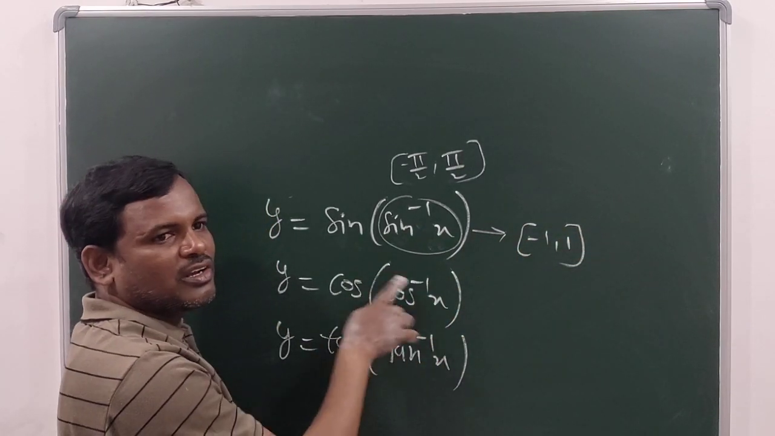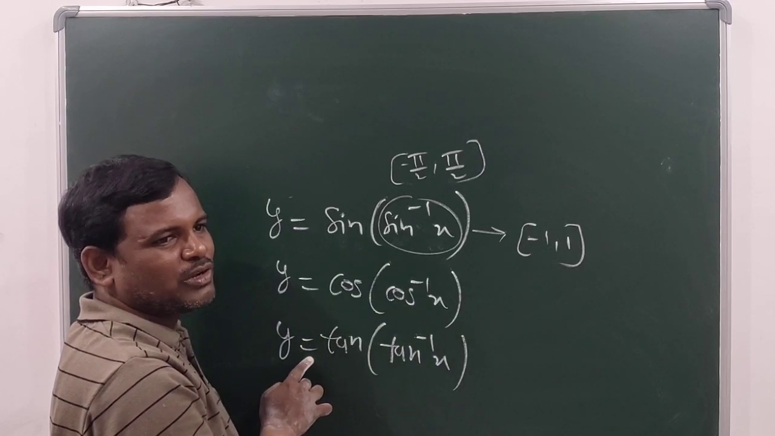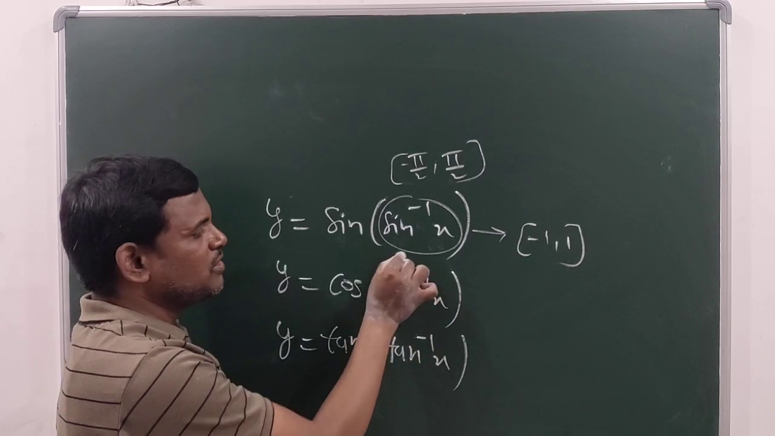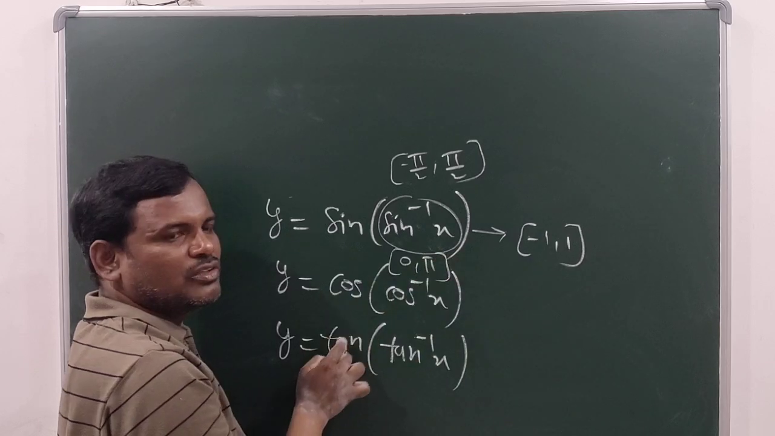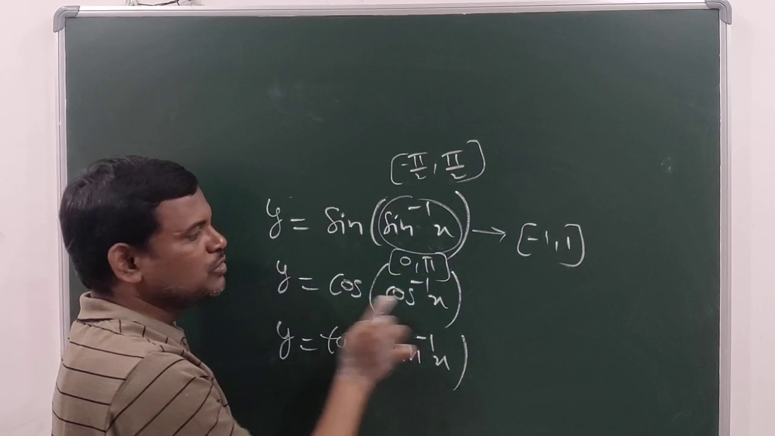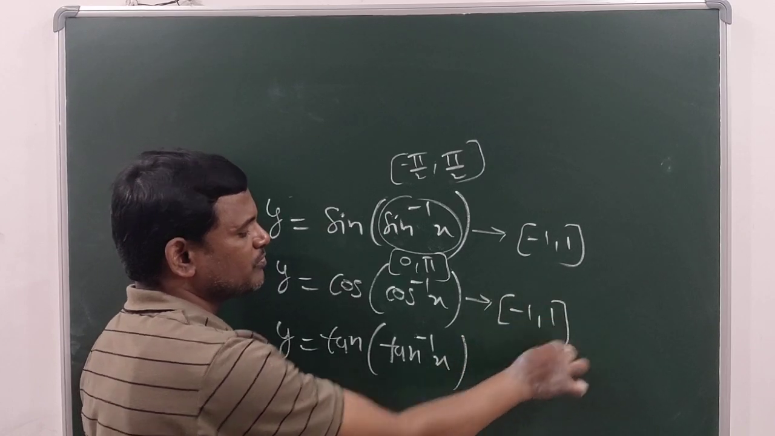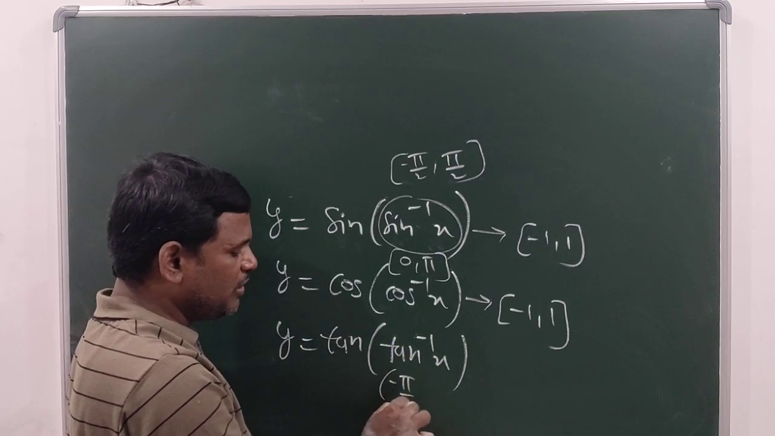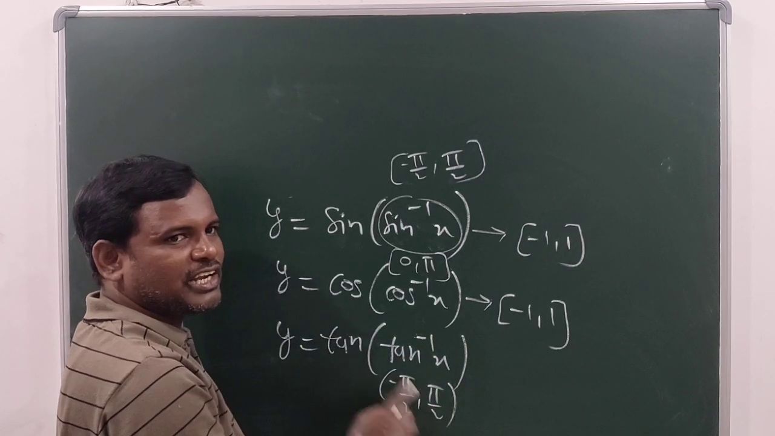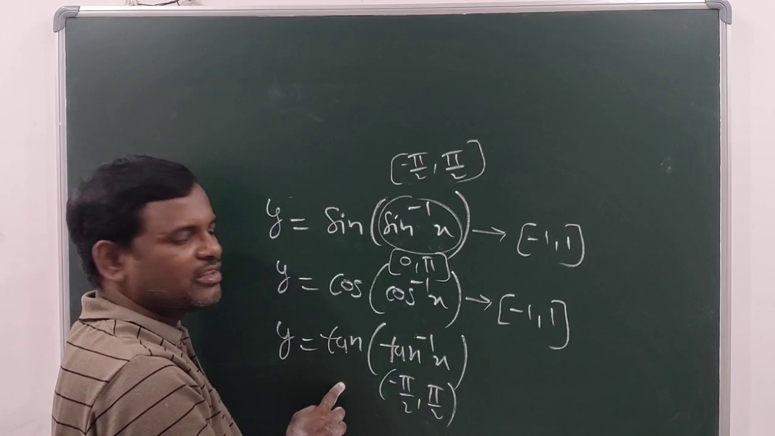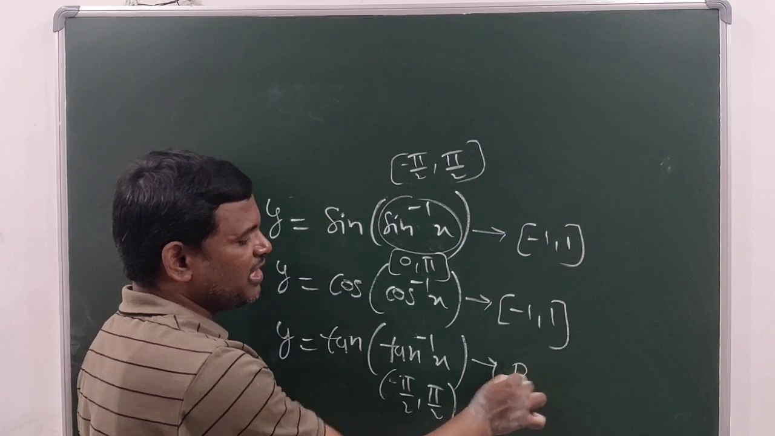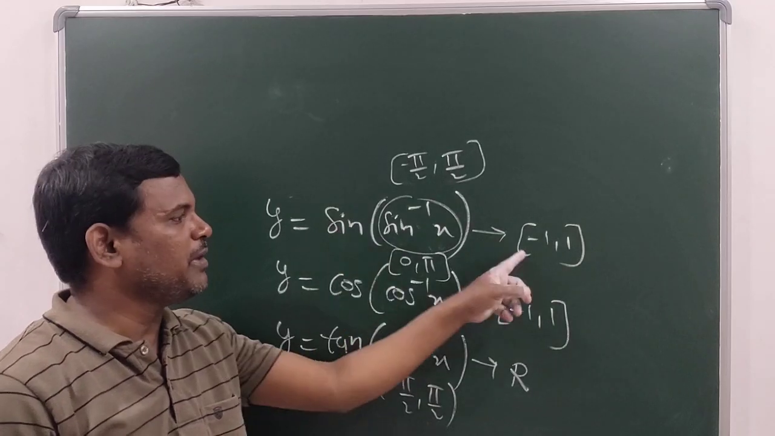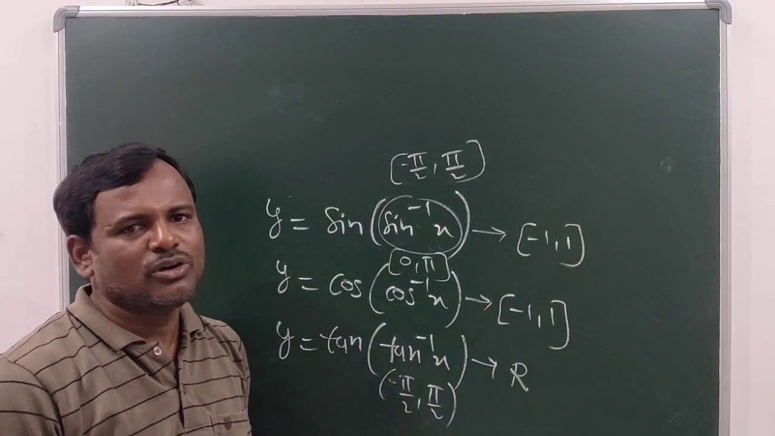Here also the same, cos inverse of x, domain is -1 to 1. So -1 to 1 means the range of this is 0 to pi. So if you assign 0 to pi here, your range will be -1 to 1. Now tan inverse of x, range will be -90 to 90. If you write -90 to 90 here, then the respective range is the set of real numbers. Okay, students. So this graph will be -1 to 1, -1 to 1, R only.